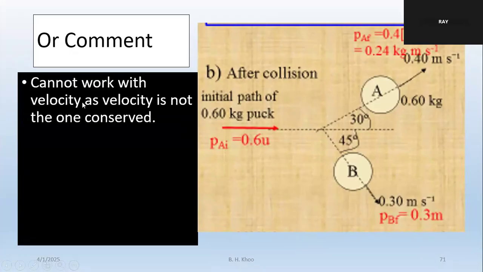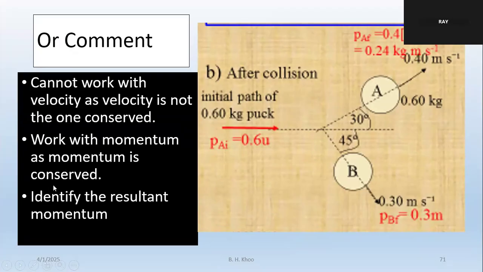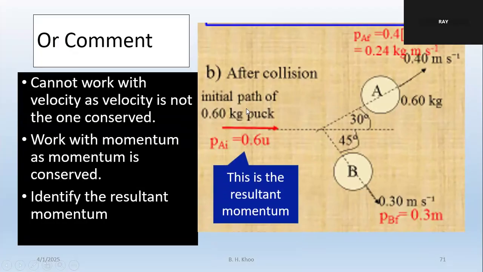Can now work with velocity? Remember that. Students always confuse momentum with velocity. Cannot use velocity, but must use momentum. Because momentum is conserved, not velocity. Right? Work with momentum as momentum is conserved. Identify the resultant momentum. Right? The resultant momentum.